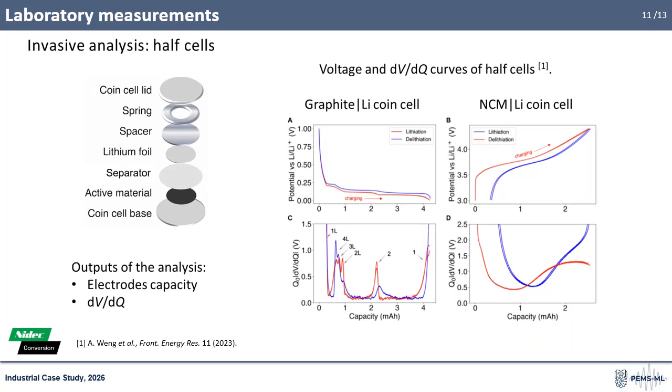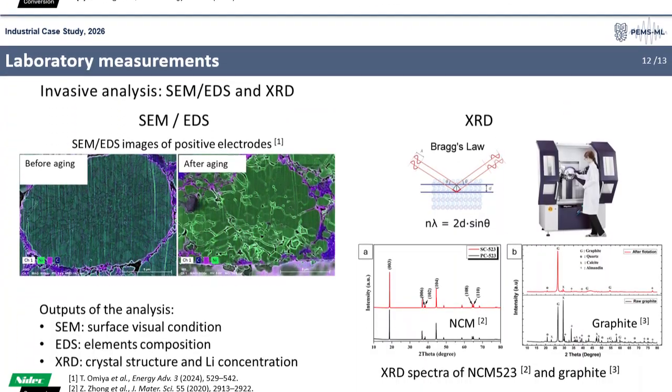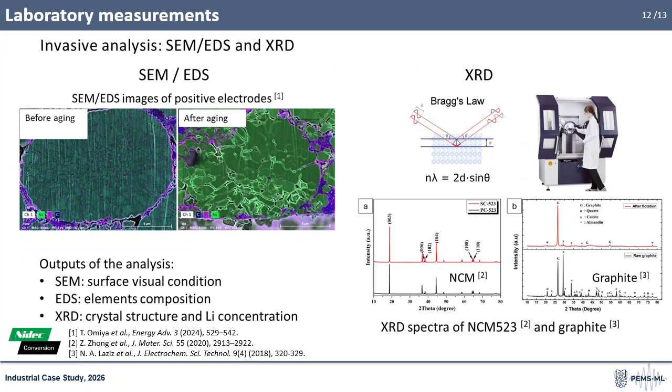To evaluate the influence of degradation on each electrode separately, half cells can be assembled with metallic lithium as negative electrode. Material analysis can also be performed by means of SEM, EDS, and XRD methods. SEM and EDS are often adopted to observe the presence of cracks on electrode particles and material contamination. XRD is employed to analyze the crystalline structure.